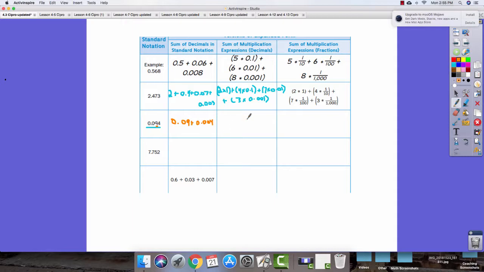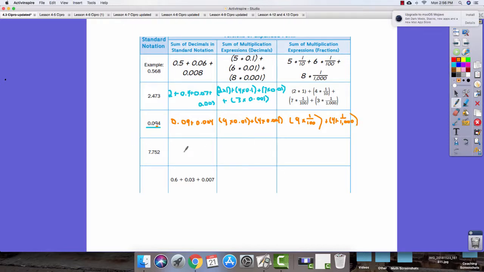Okay? So now let's go to my sum of multiplication expressions using decimals. So again, I'll just start with my 9 hundredths. I can just take my 9. So I can just do 9 times 100th plus 4, and that's in the thousandths place, so 4 times 1,000th. Okay, and now I'm going to do the same thing except use fractions, sum of multiplication expression using fractions. So I can say 9 times 100th plus 4 times 1/1000th.